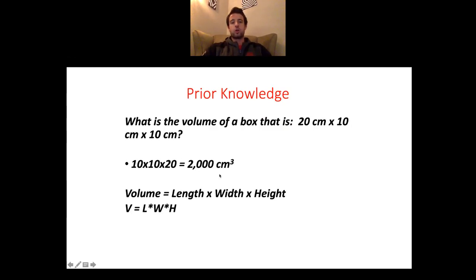So, important to know, volume is length times width times height. Also important to know that the units for volume are centimeters cubed. So please make sure you have this formula for volume written down, and you know the unit for volume is centimeters cubed.